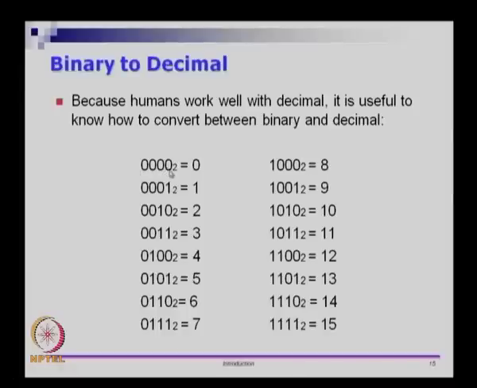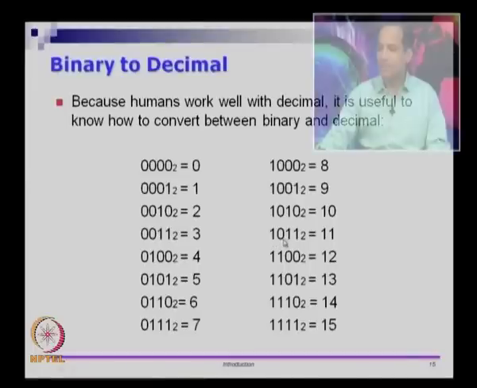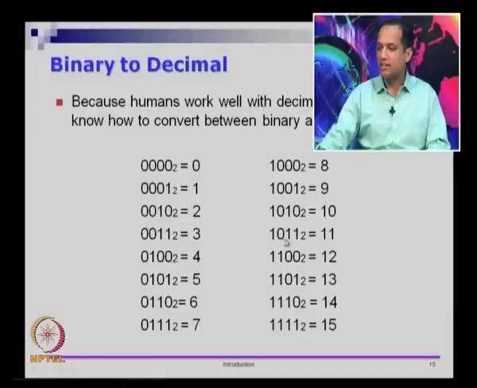So 0000 base 2 is 0 into 2 power 3 plus 0 into 2 power 2 plus 0 into 2 power 1 plus 0 into 2 power 0, that is the same as 0. Let us look at this row here, 1011. This is 1 into 2 power 3 which is 8, plus 0 into 2 squared which is 0, plus 1 into 2 power 1 which is 2, plus 1 into 2 power 0, which is the same as 8 plus 2 plus 1 which is 11.